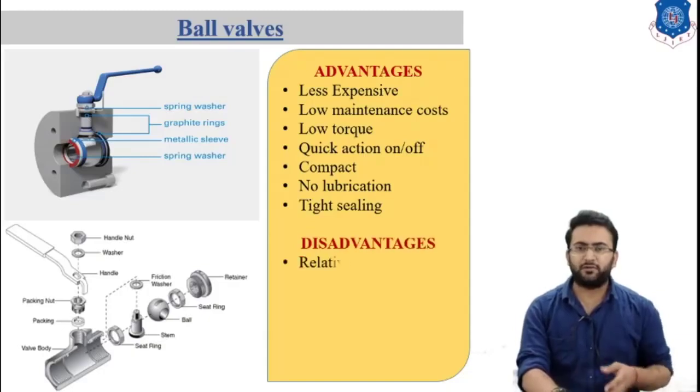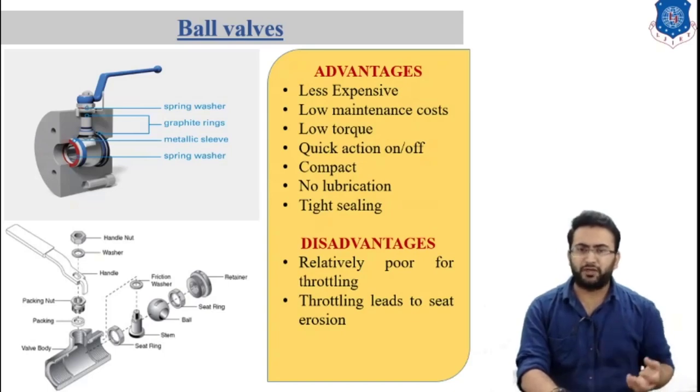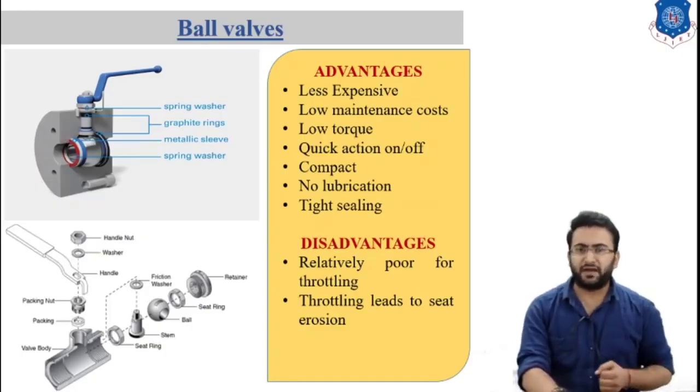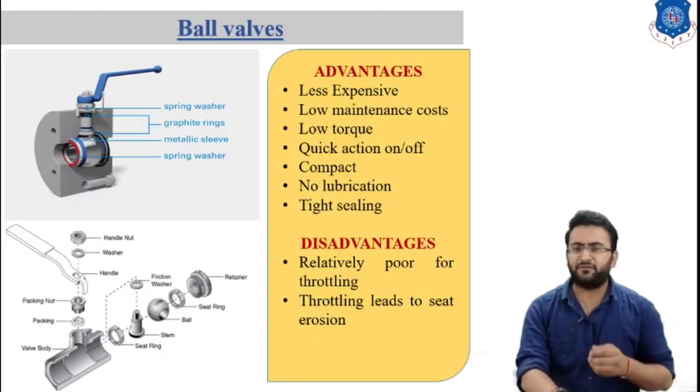Now let's talk about various disadvantages of ball valve. A ball valve is relatively poor for the throttling process, so it's not mostly used to throttle the flow, or we can say that it's mostly used for on-off control systems. Throttling leads to seal erosion in this valve. That's why ball valve is mostly used for on-off control. So this is all about the various advantages and disadvantages of ball valve.